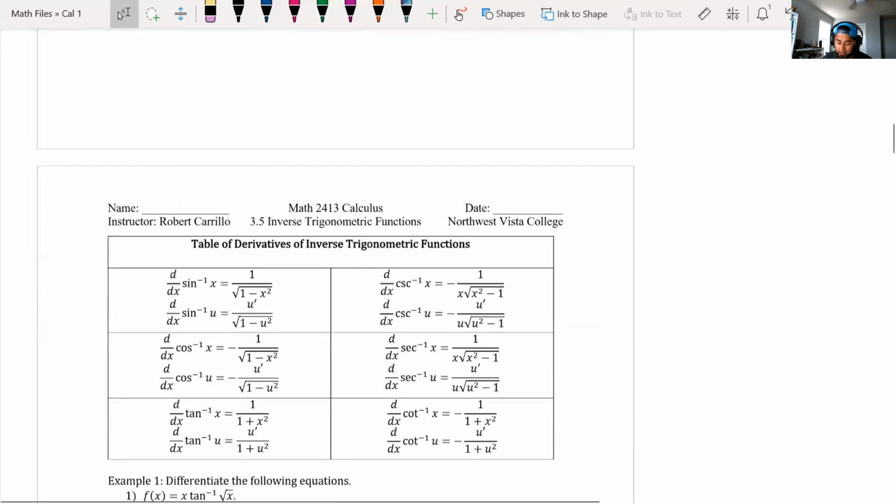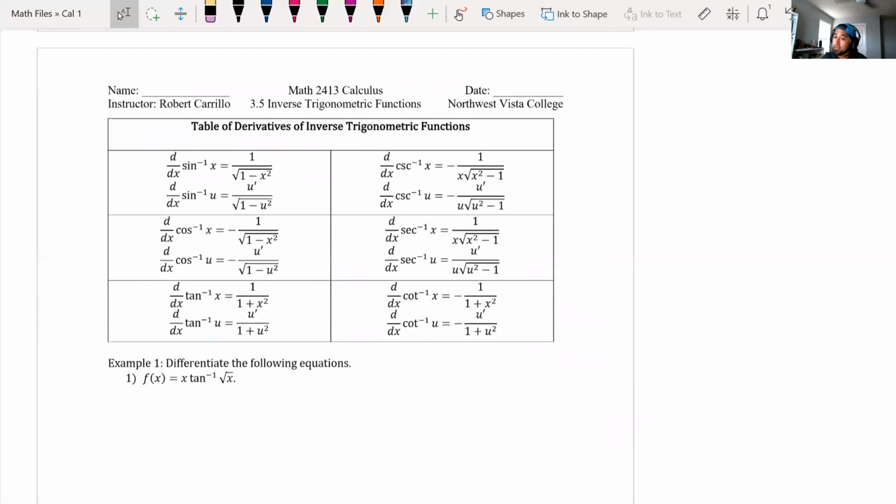And now the fun begins. Here is a table just for you to reference when doing inverse trig derivatives. It has the regular derivative and the chain rule derivatives. So we will be referencing this when working out the following derivatives.